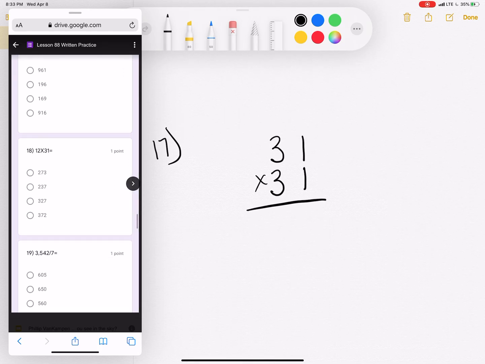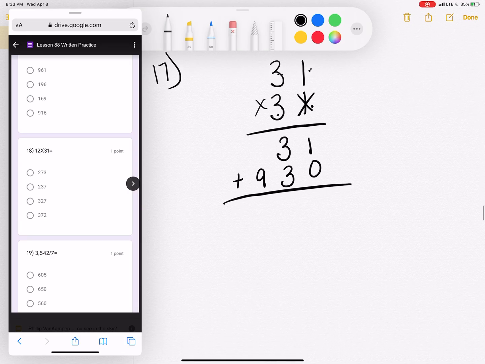17. 1 times 1 is 1. 1 times 3 is 3. 1, 2. 3 times 1 is 3. 3 times 3 is 9. Now add. 1, 6, 9.